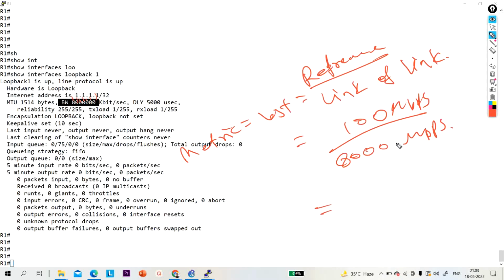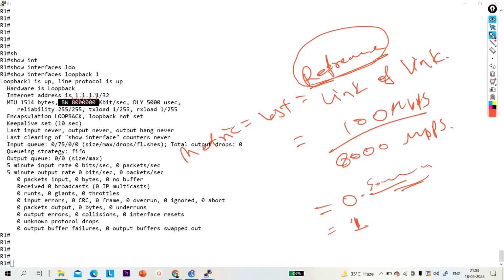What value will I get after dividing? 100 upon 8000, 0 point something, am I right? The value will be 0.01, whatever, something small. So OSPF will consider it as 1. So here you need to change the reference bandwidth if you want to calculate the exact cost, right?